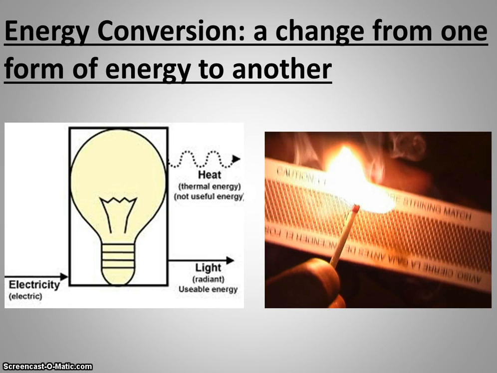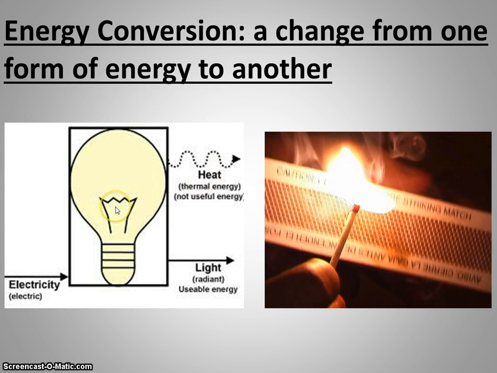An energy conversion is a change from one form of energy to another. So, this example here is what we do with a light bulb. A light bulb is a way to perform an energy conversion. You take electrical energy, which is electricity, it enters the light bulb, and the light bulb itself converts that electrical energy into light energy and heat energy, or thermal energy.